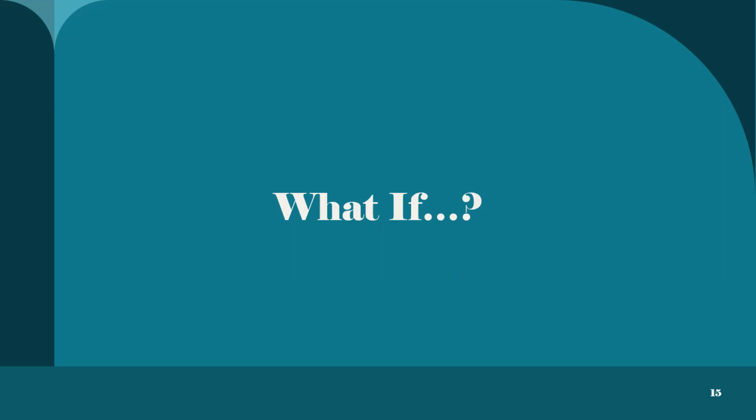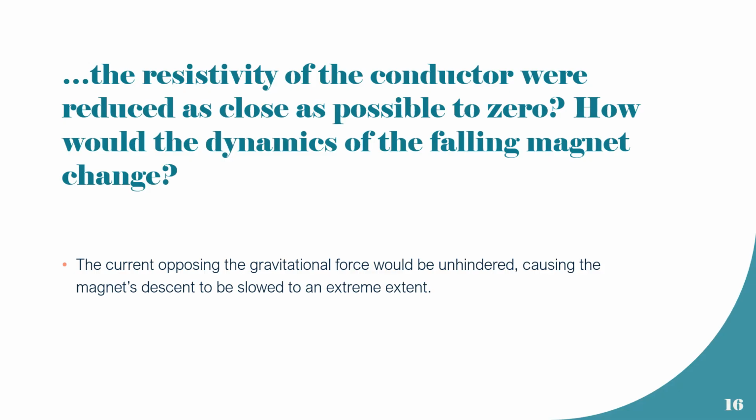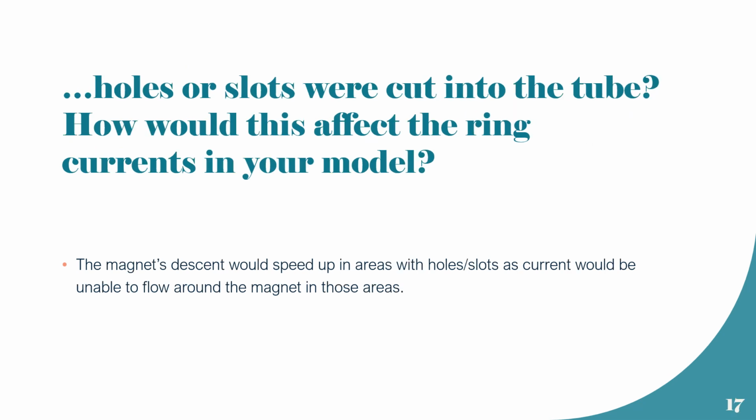What if the resistivity of the conductor was reduced as close as possible to zero? How would the dynamics change? The current opposing the gravitational force would be unhindered by resistance, causing the magnet's descent to be slowed extremely. What if holes or slots were cut? The magnet would speed up in areas with holes or slots as current would be unable to flow around the magnet in those areas.